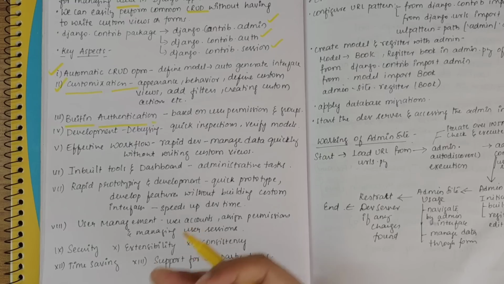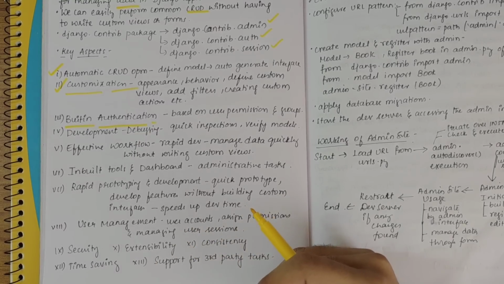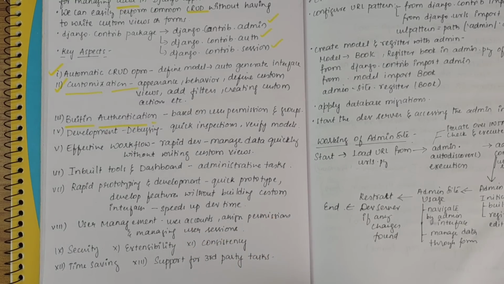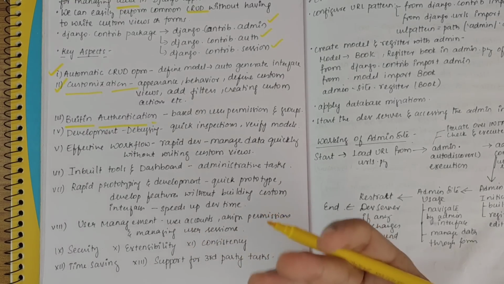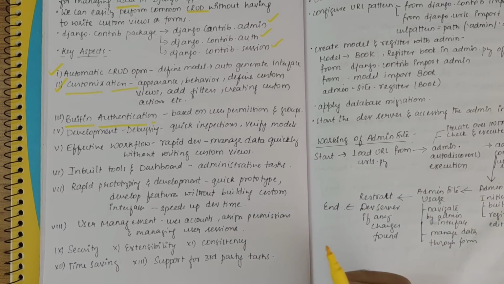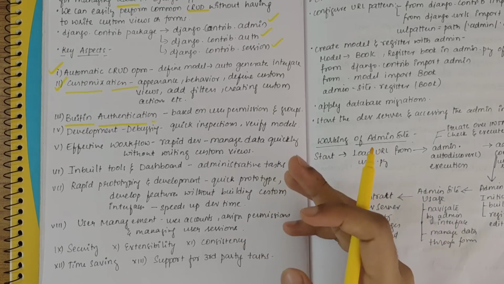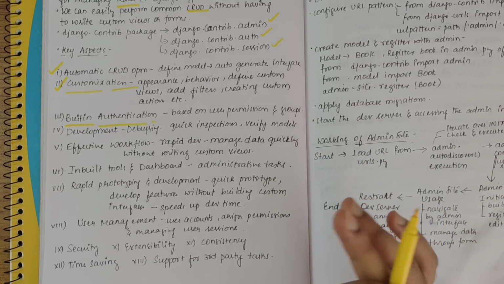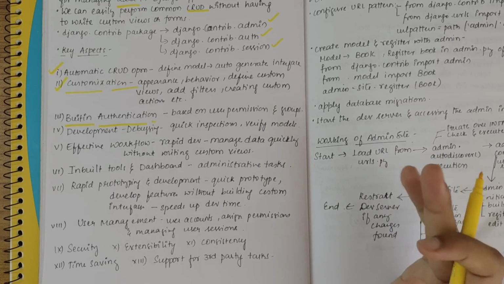Next we have the built-in authentication. Based on the user permissions and the groups, we can authenticate who is accessing it and allot the permissions accordingly. For example, if a superuser is accessing it, then he or she has all the authorities, all the rights to perform all the operations.